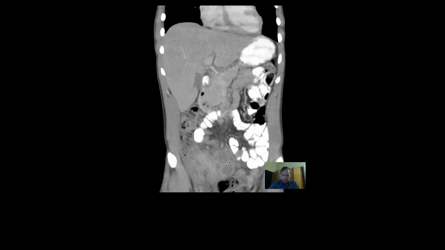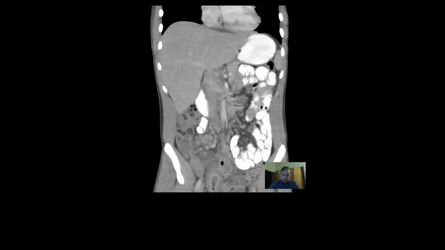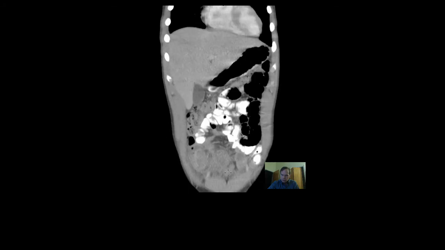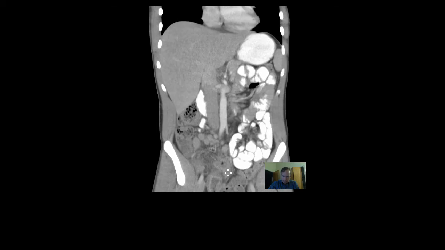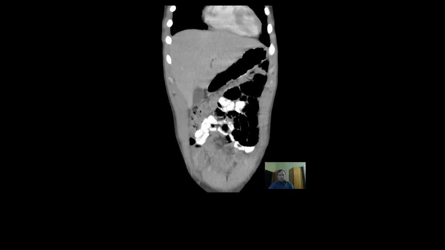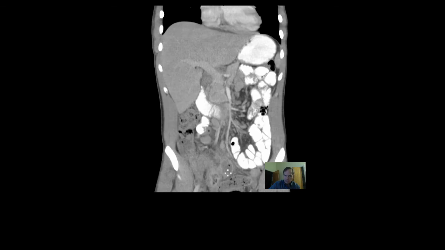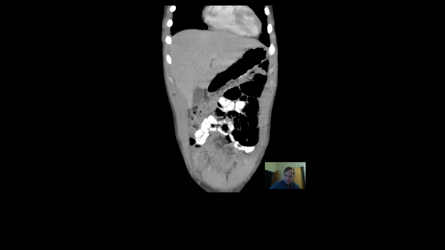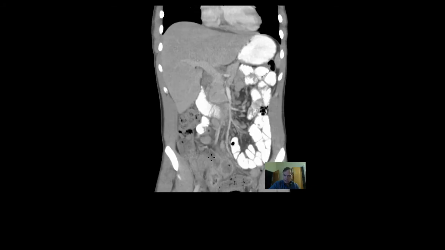These fluid collections here, I cannot identify for certain whether they are part of bowel or whether they are extraluminal collections, but I suspect that they are extraluminal collections. I suspect that what we have here is a pronounced inflammatory process in the terminal ileum, typical of Crohn's disease, a little bit more pronounced than I would ordinarily expect in Crohn's disease.